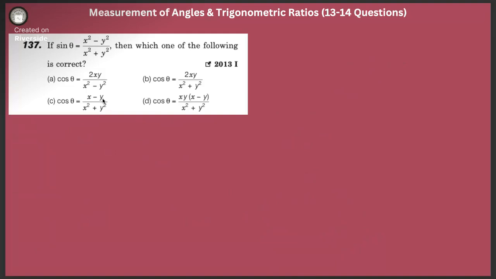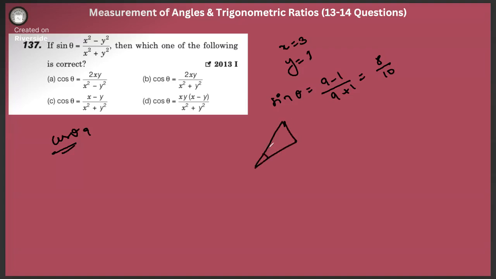How about this one? Take a moment. They have given us sine theta and they want us to find out the value of cos theta. Can we take some values? Let's say x is equal to 3 and y is equal to 1. So how much is sine theta? 3 square means 9 plus 1 over here. X square plus 1, 8 by 10. Sine theta is 8 by 10. What is sine theta? Opposite by hypotenuse.